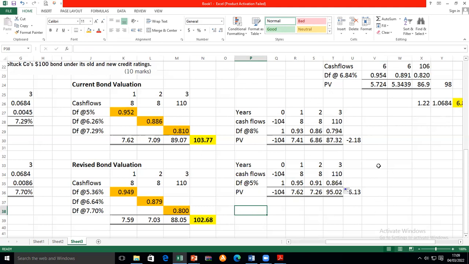Please, can we find the internal rate of return? At 8%, you have got this. At 5%, you've got that. Let's find the internal rate of return.